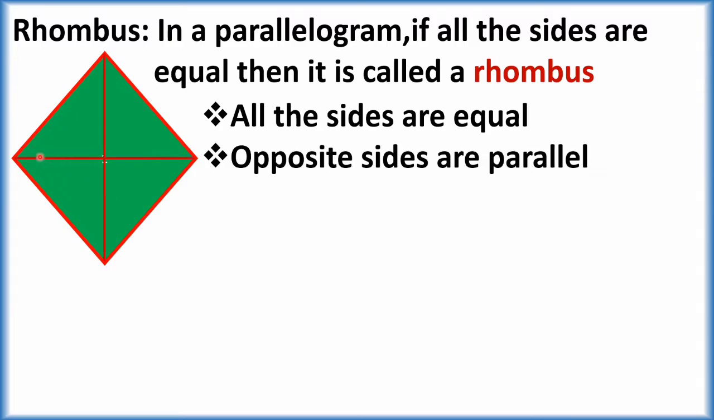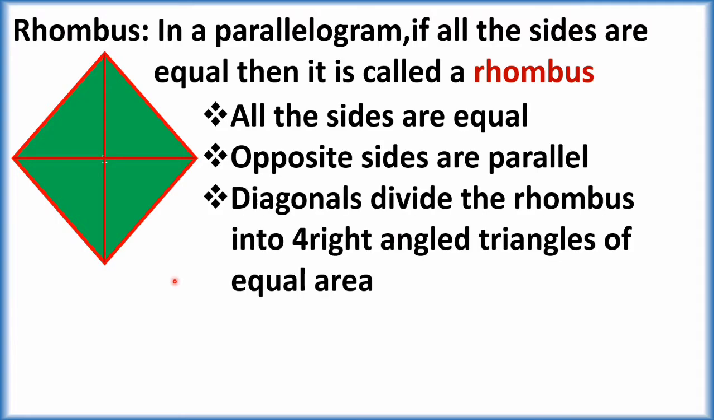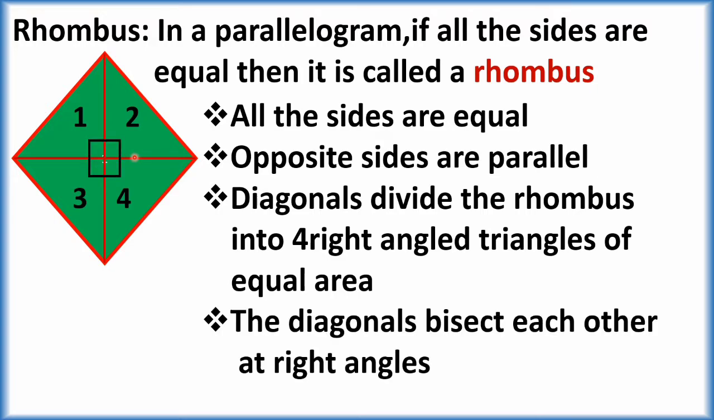After we draw these two diagonals, this rhombus will become 4 right angle triangles of equal area. Then these diagonals bisect each other at right angles. These are all the properties of rhombus.